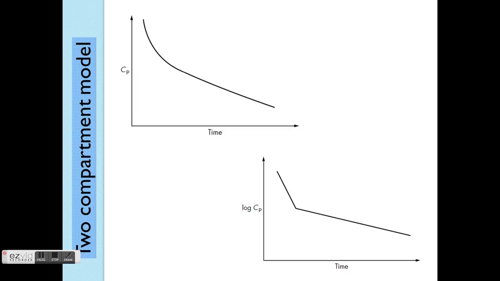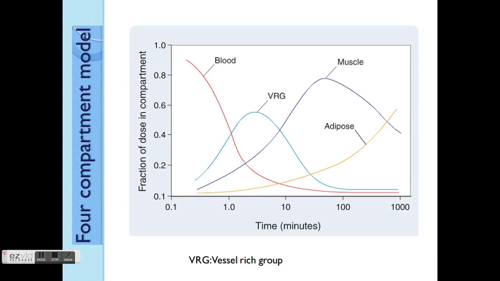As you can see, there are two gradients on the lines. The more complicated one, which should be more accurate, is the four compartment model, whereby they try to differentiate the body into four sections. The first part is the blood. The second is the VRG, which is the vessel rich group. The third part is the muscles. The fourth is the adipose tissue, meaning the fat layer.